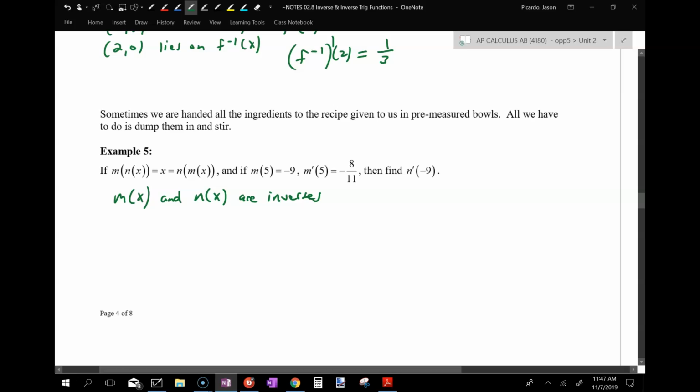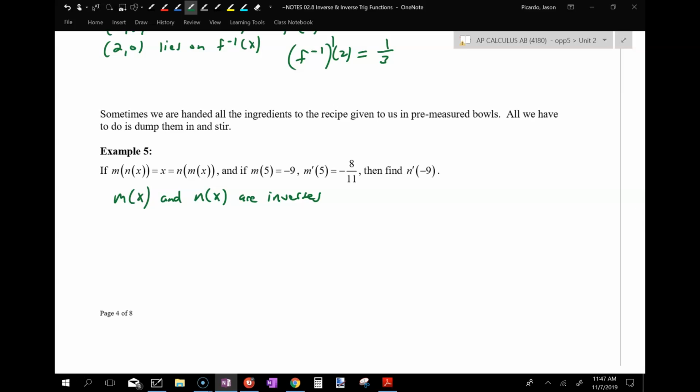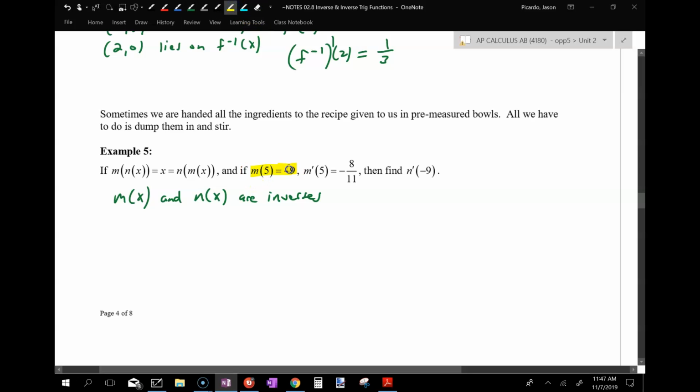So now they give me all the ingredients. I just have to know what to do, okay? So what do I know, guys? I know this piece of information. That means that on m of x lies the point 5, -9. Well, if n of x is its inverse, then on n of x lies -9, 5. True?